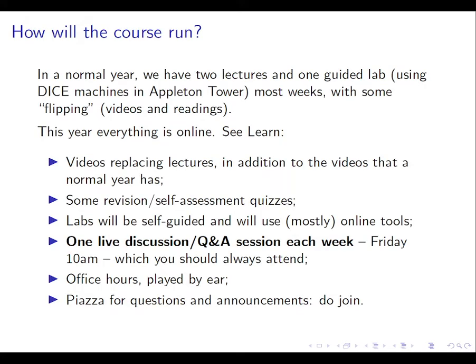In a normal year, in most weeks, what we'll have is 2 lectures and 1 guided lab, and normally speaking what that means is that we have all of you sitting at dice machines in a lab in Appleton Tower. And I typically run this course with a considerable degree of flipping, which is to say that there are generally some videos and some readings that you need to do each week, and then we often spend quite a high proportion of the lecture time discussing them and doing exercises based on them.